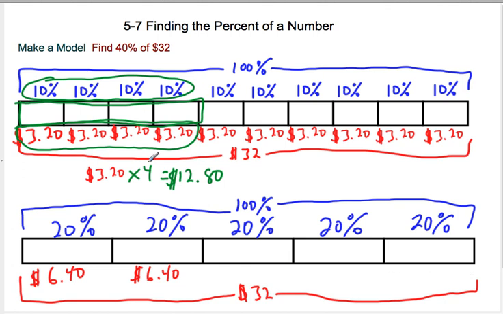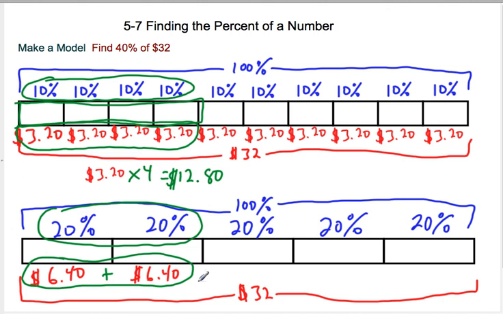Now, if I'm looking for 40%, in this case, I only need 2 sections. So 2 of these sections added together would be, again, $12.80. So 6.40 plus 6.40 would equal 12.80. So there's 2 different models you could have used to figure out what 40% of $32 is. Okay, let's go into another problem.